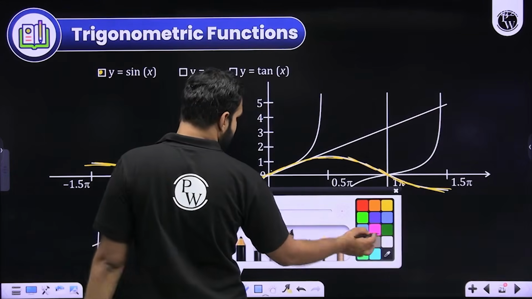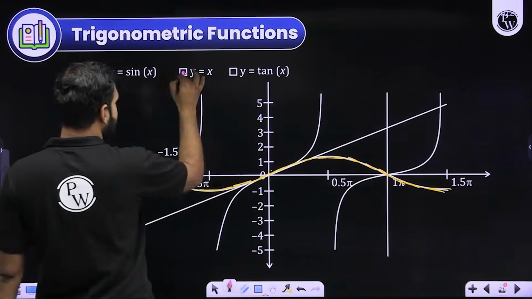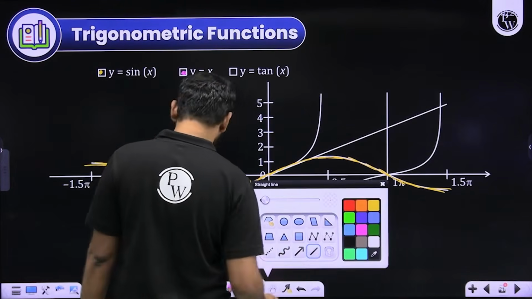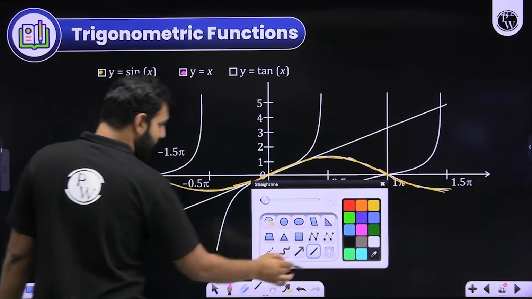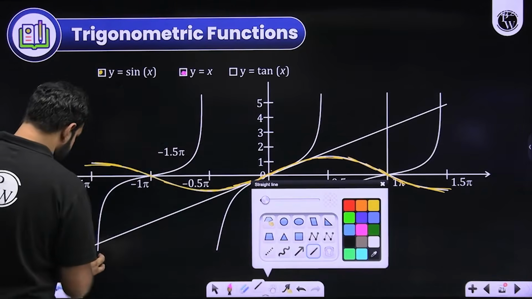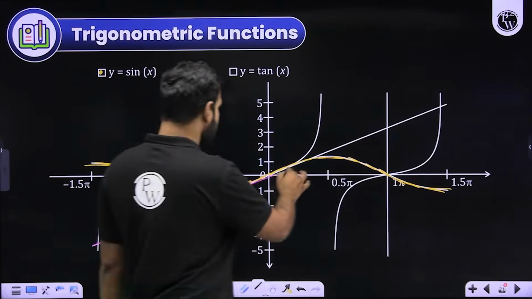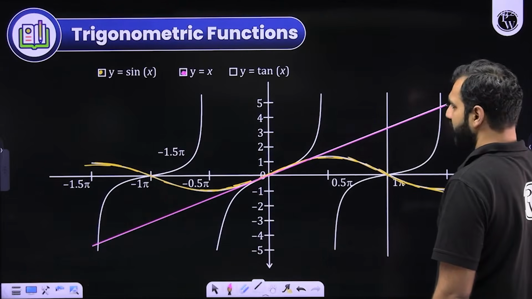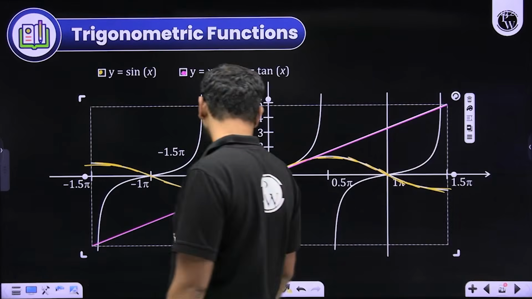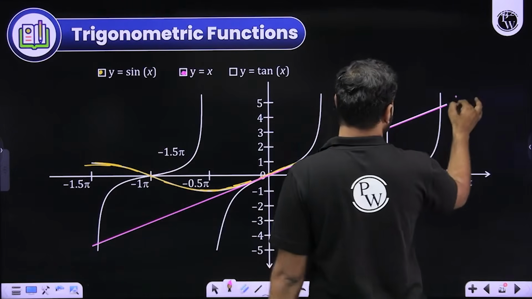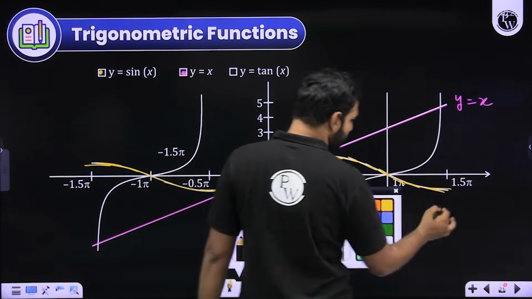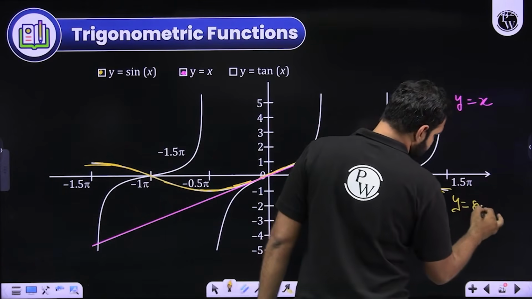Now the next graph which I'm going to draw is y equals x. So y equals x is pretty simple. We all can draw it here like this. I'll start with this line over here. So this line goes like this and it reaches here. So this here is the graph of y equals x. This is the straight line, y equals x. Don't forget that. Similarly, the yellow colored line was the graph of y equals sin x.